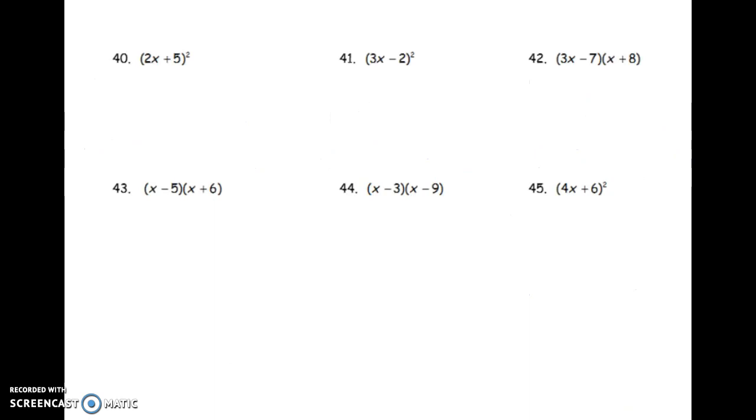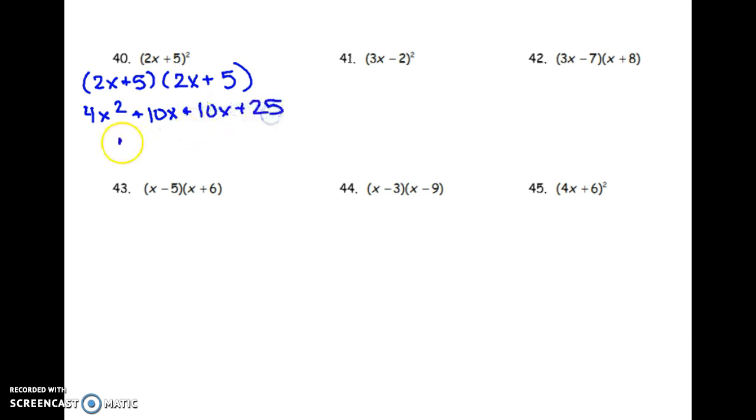For 40, I'm actually going to write this out as 2x plus 5 times 2x plus 5. So your first would be 4x squared. Your outer would be 10x. Your inner would be 10x, and your last would be 25. 4x squared plus 20x plus 25.